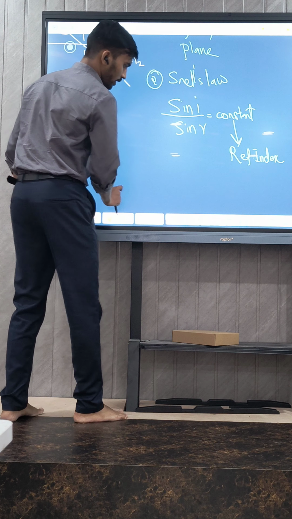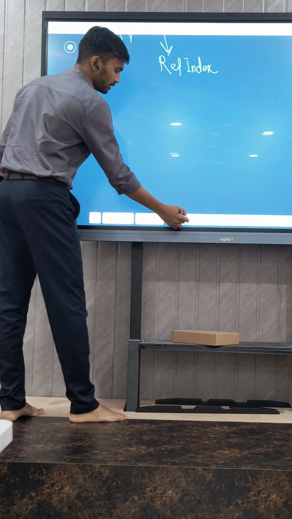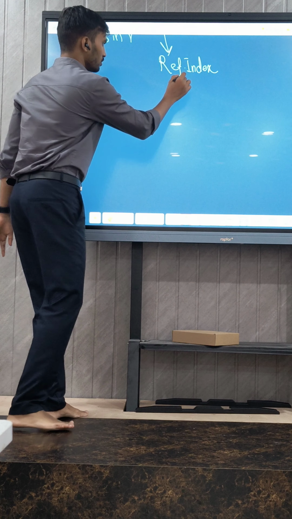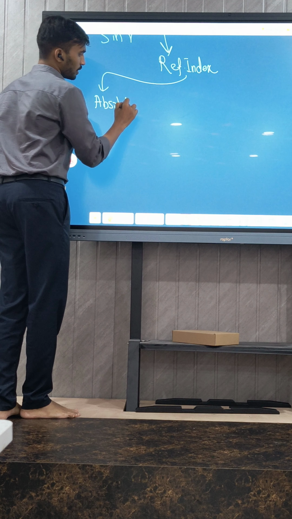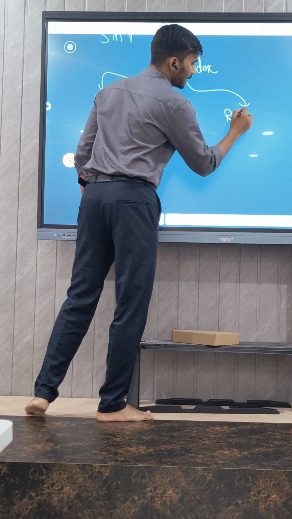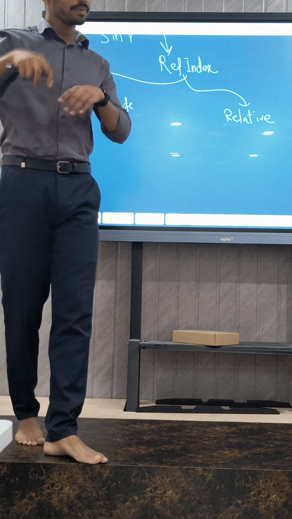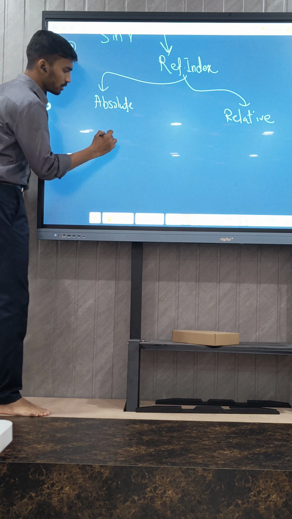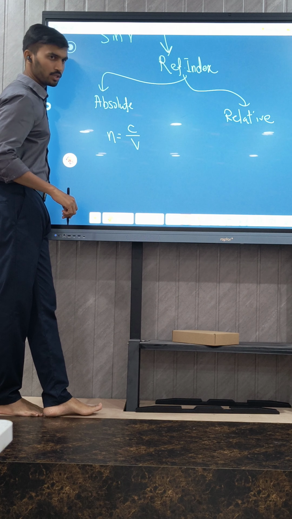We can classify the refractive index into two types. The first one is called the absolute refractive index, and the second one is called the relative refractive index. So what is the equation for absolute refractive index? n is equal to c by v.